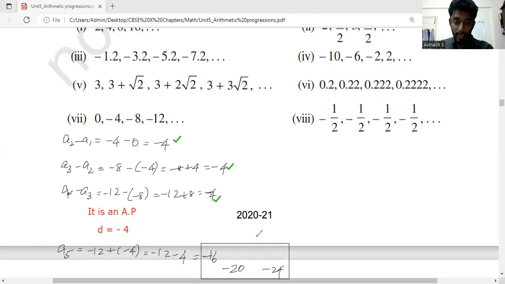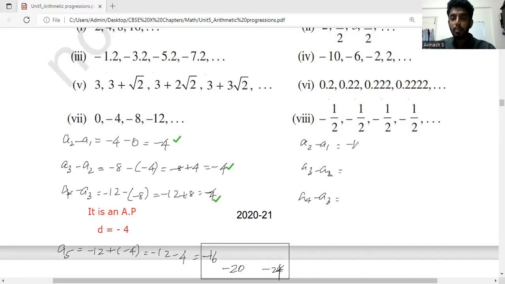Minus 16, I'm not writing the steps. You can fill it up later. So minus 16, minus 20, and then minus 24. These are the next 3 terms of this particular AP. When it comes to 8th subdivision, A2 minus A1, A3 minus A2, and A4 minus A3. We are going to do this.